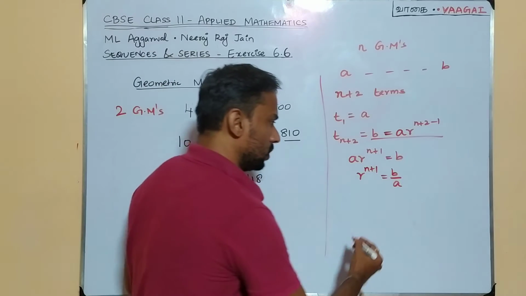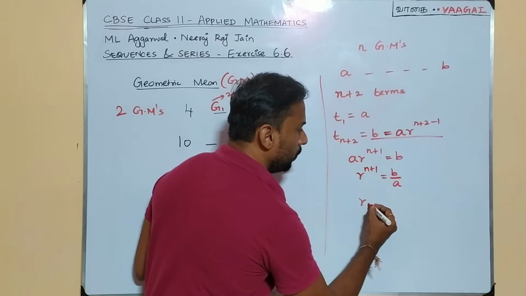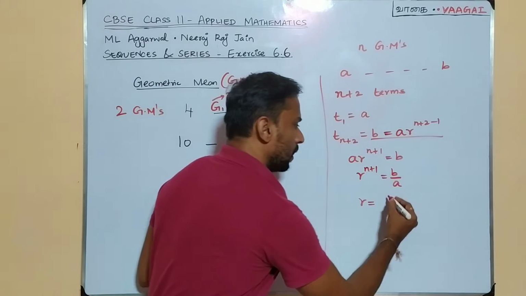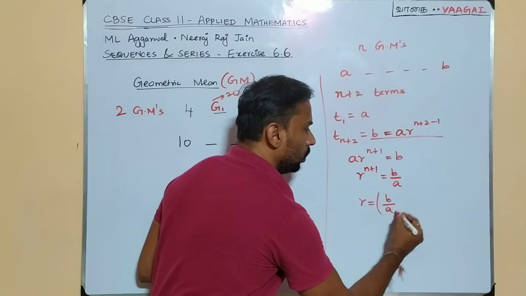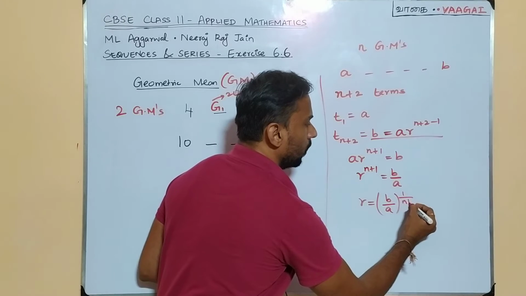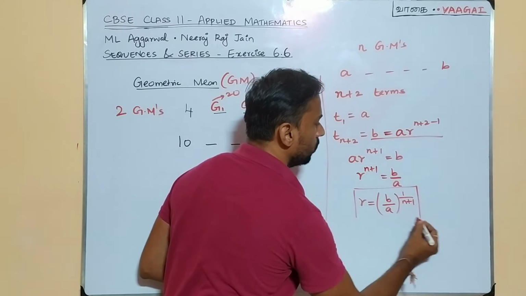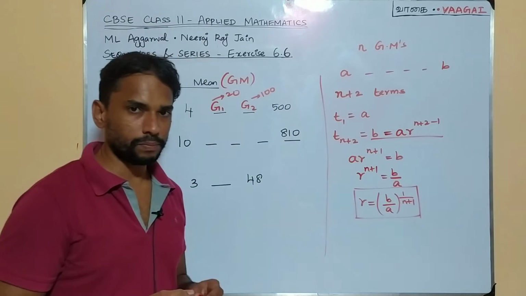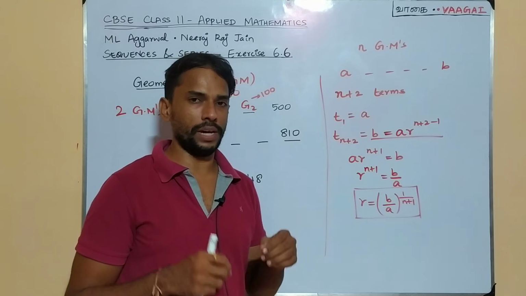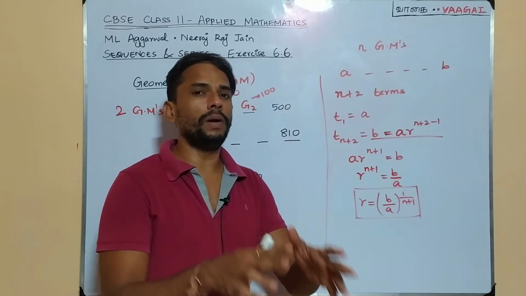And what next we can do is, now we can find the value of R. R will be nothing but what? R is equal to (B by A) to the power 1 by n plus 1. I hope it is clear to you. This will give you the common ratio. Fine, okay. So all we are worrying to do here is to get the common ratio only.